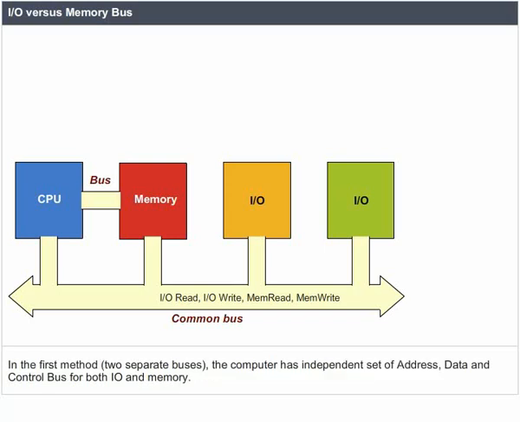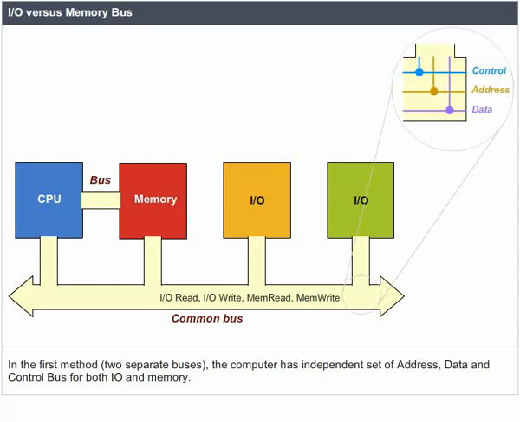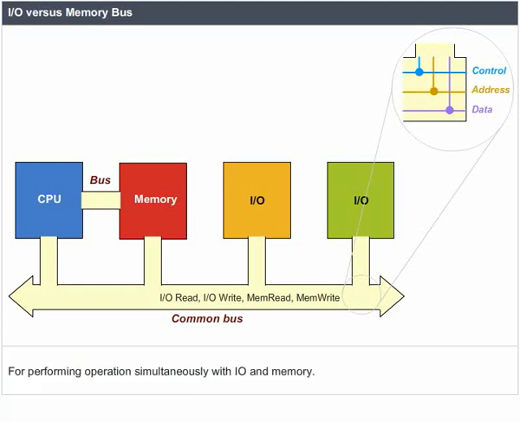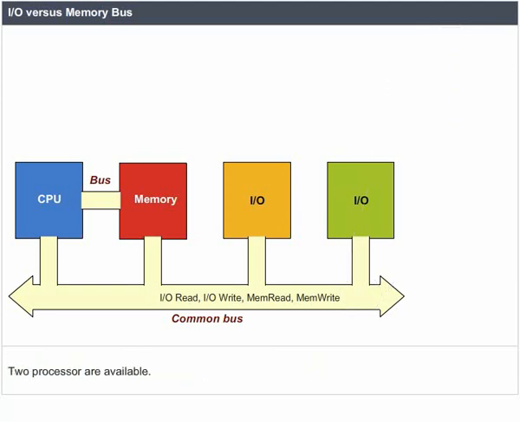In the first method, two separate buses, the computer has an independent set of address, data and control bus for both input-output and memory. For performing operations simultaneously with input-output and memory, two processors are available. CPU will perform memory-related operations. IOP will perform IO-related operations. IOP is otherwise called a data channel.